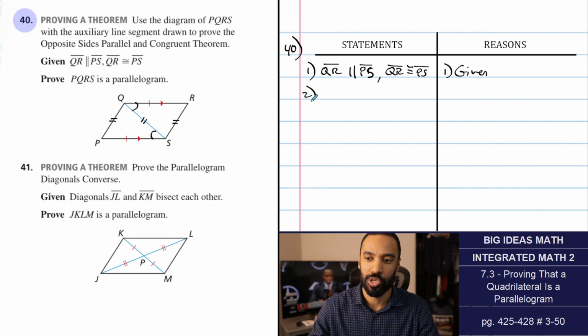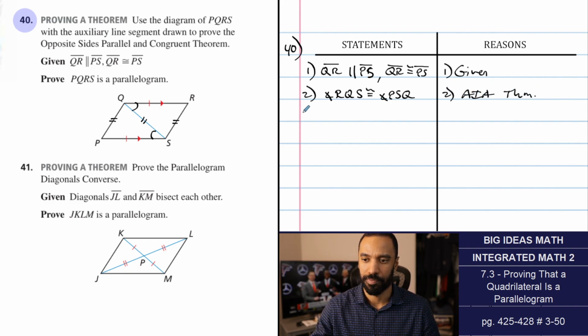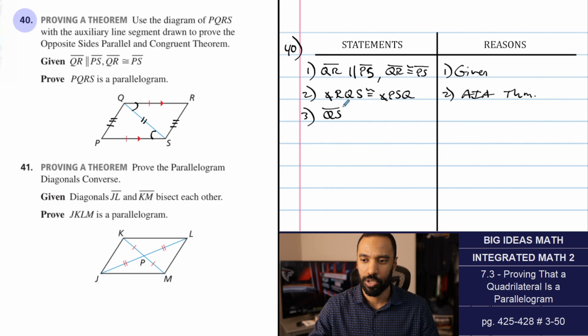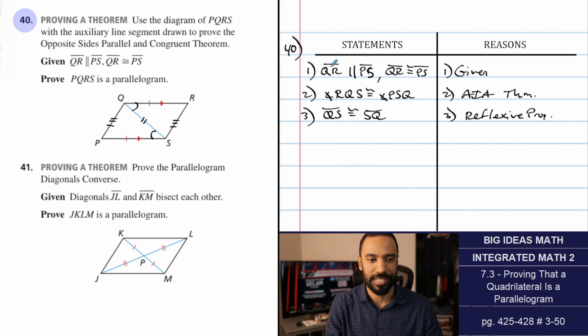So statement 2, the line's already drawn. So now I'm going to say angle RQS is congruent to angle PSQ by the alternate interior angles theorem. We have parallel lines, so we can use that for those 2 specific ones. Statement 3 is QS congruent to itself, or to SQ. QS congruent to SQ by the reflexive property of congruence.